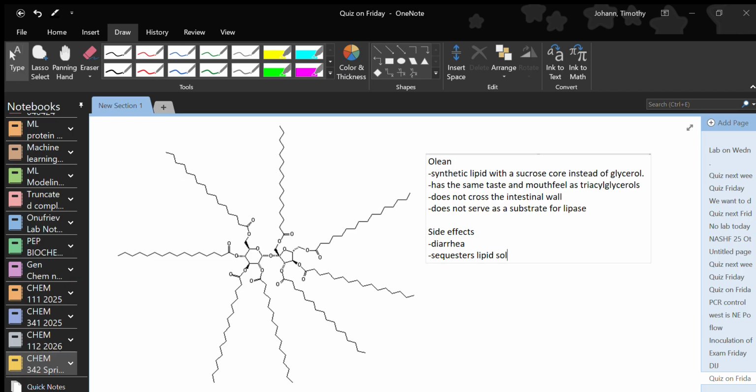Why is diarrhea one of the side effects? I don't know. It's got to be drawing water into the intestine for some reason. But I don't know what that side effect is. I can explain why it sequesters lipid-soluble vitamins. This is essentially going to go straight through you, right? And the vitamins are going to hang out with it. They're going to rather be in this. If you have a fat globule made of this, they're lipid soluble. They're going to hang out in that rather than go across your intestinal wall.